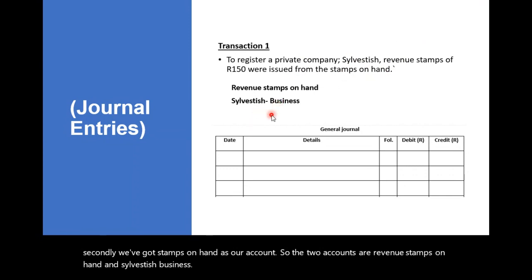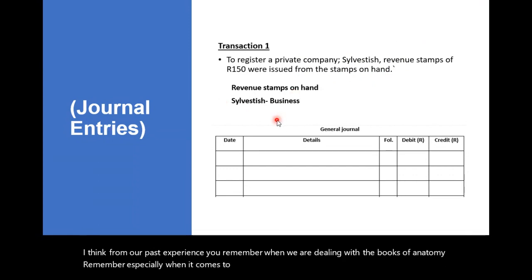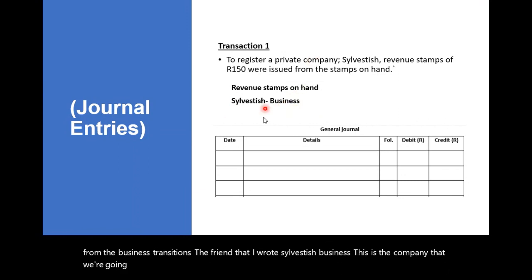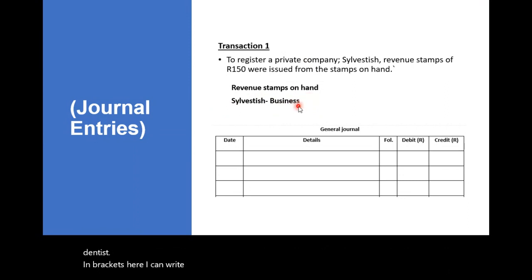I think from our past experience, you remember when we are dealing with the books of an attorney, especially when it comes to the correspondence, we normally separate trust transactions from the business transactions. The fact that I wrote Silverstish business, this is the company that we're going to register, is because they are my clients. They will be under my business books. So I must show that they owe me. So it's the same as I said, not credit, debtors in brackets here. I can write debtors or clients in brackets.